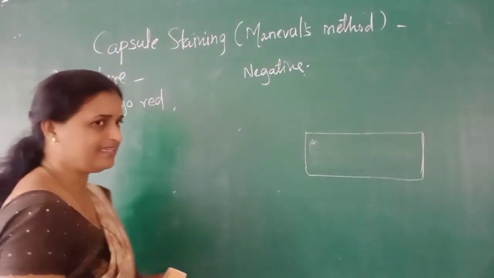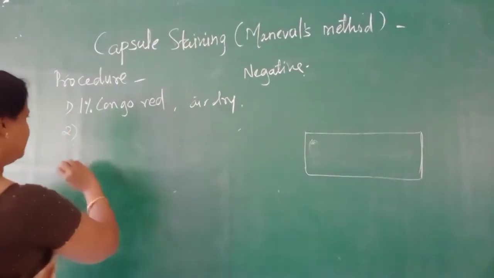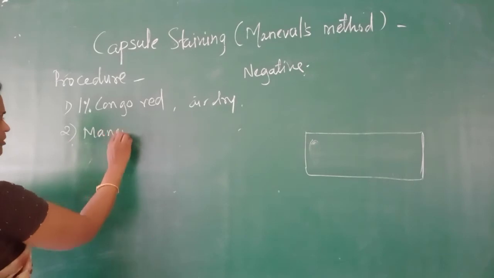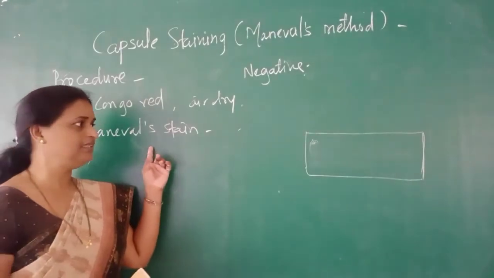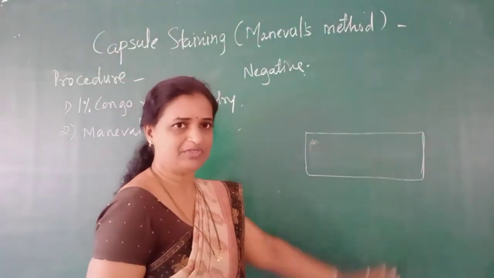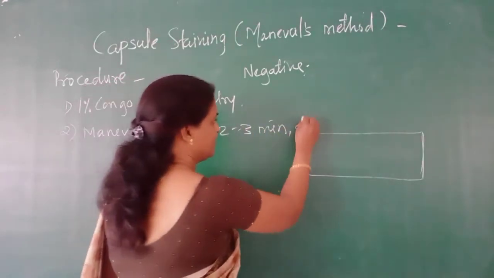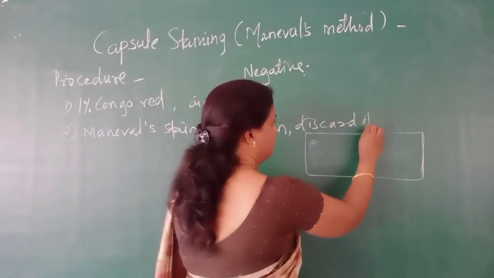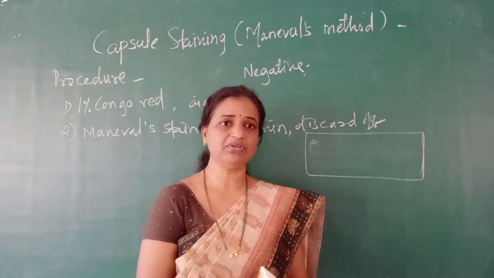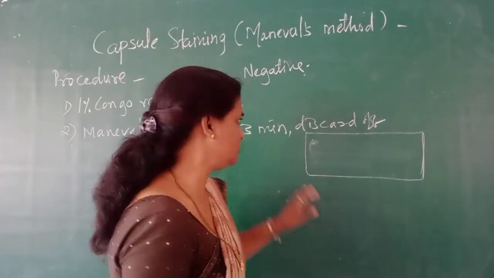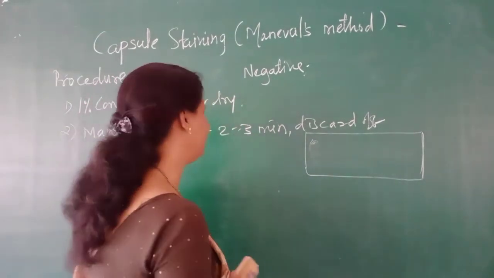Now after complete air drying, when you have completely dried the smear, flood the slide with the second stain of the procedure, and it is Maneval stain. Apply it for 2 to 3 minutes. After 2 to 3 minutes, discard the Maneval stain. You do not require washing, because we generally avoid washing since we are not giving heat fixation. So only discard the Maneval stain after 2 to 3 minutes, and again air dry the slide.